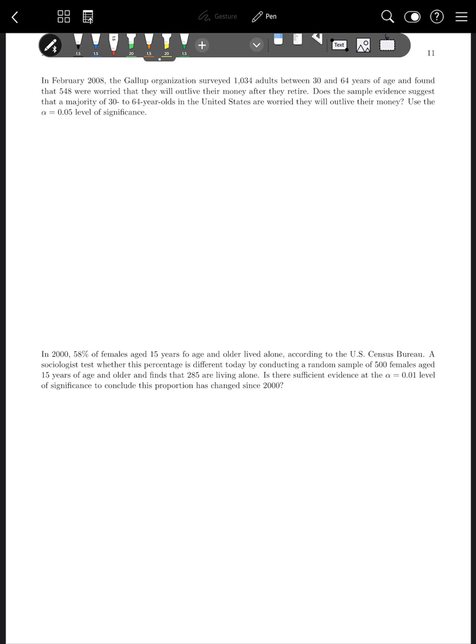The key word here is a majority. And so what does a majority mean? Well, a majority means more than half. So our null hypothesis would be equal to 0.5. An alternative hypothesis would be that it's greater than 0.5. Because if more than 0.5 of the population feels this way, then that would be a majority.